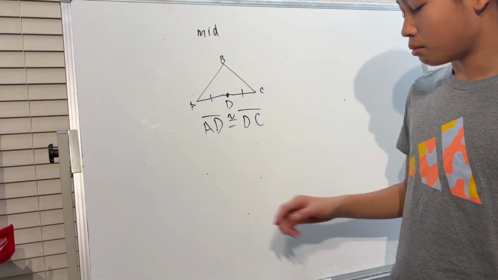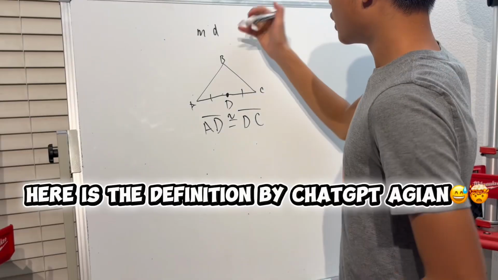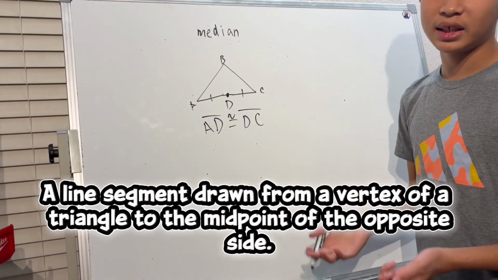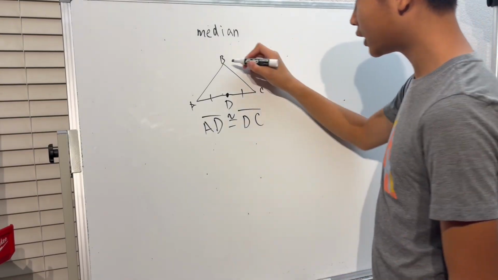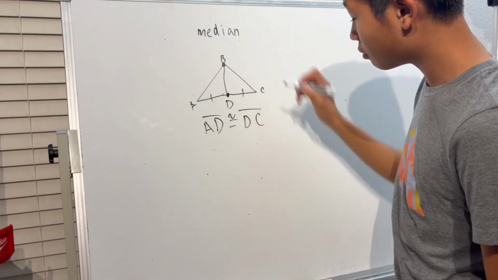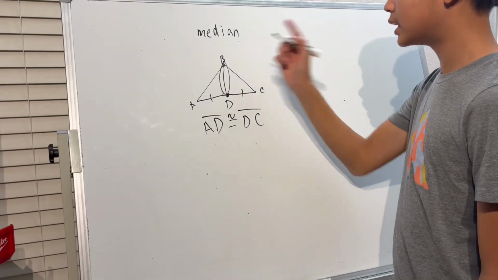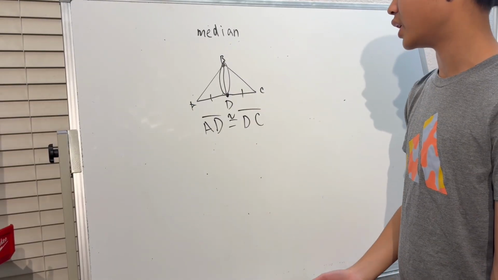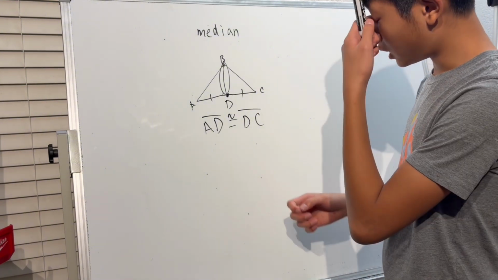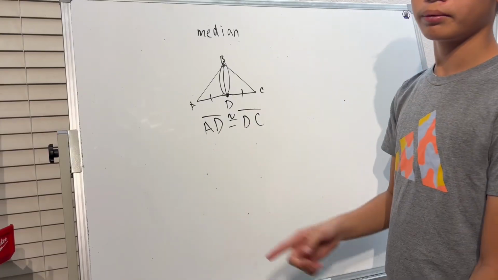Now for the median. This is the midpoint, but I just erased some words. Let's change it to here and here. So the median is basically a segment that starts from the vertex down to the midpoint, which is right here. So this line, this segment, is the median. That's basically what the median is. And of course, this side is congruent, the same idea as the midpoint.